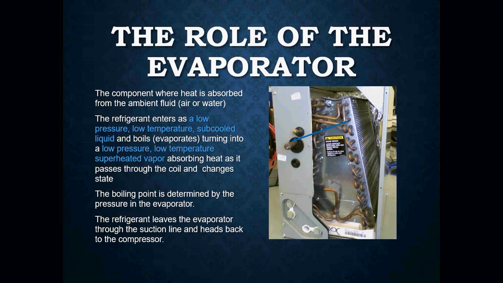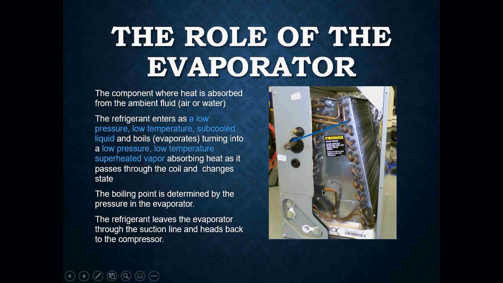So the role of the evaporator is, this is where the heat is going to be absorbed in the space that we're trying to condition. Okay, the evaporator is going to be usually located inside the air handler, inside the home, and typically going to look like this.